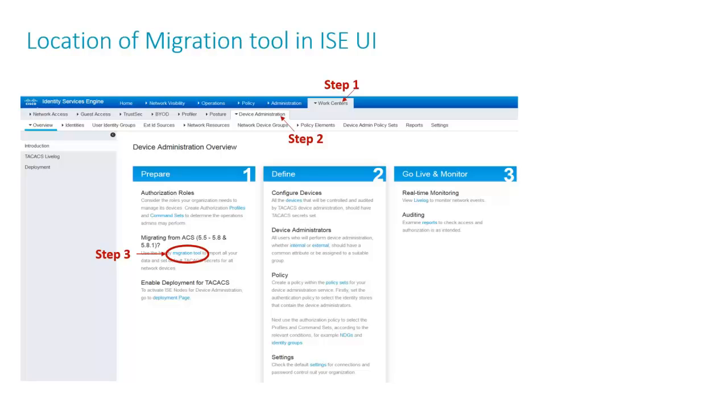In the Work Center, if you go to the Device Administration Overview page in the Prepare section, you will have a link to the migration tool. You also have a direct link to the migration tool when you open up a browser. I will show that link in a little bit. Once you click on the migration tool and download it, this is the screen you will see when you open up the migration tool.